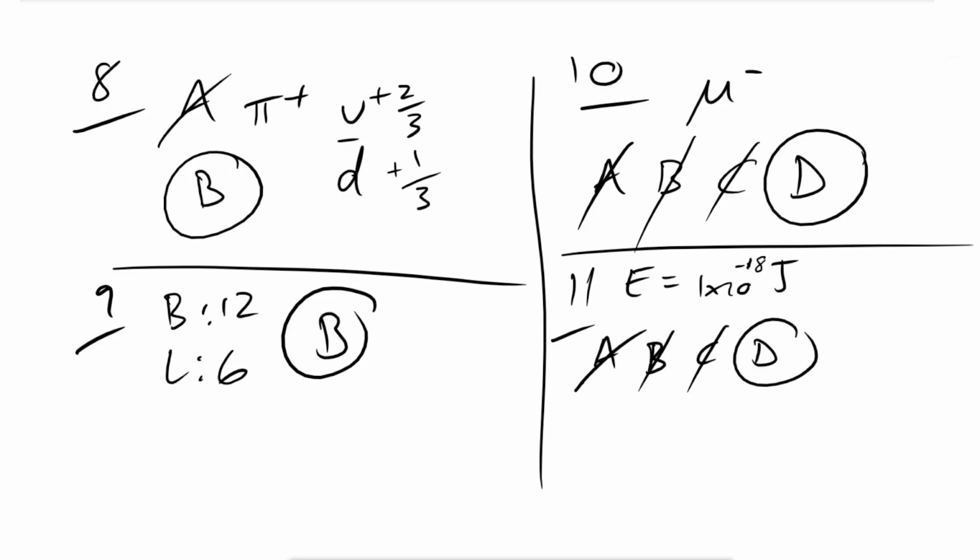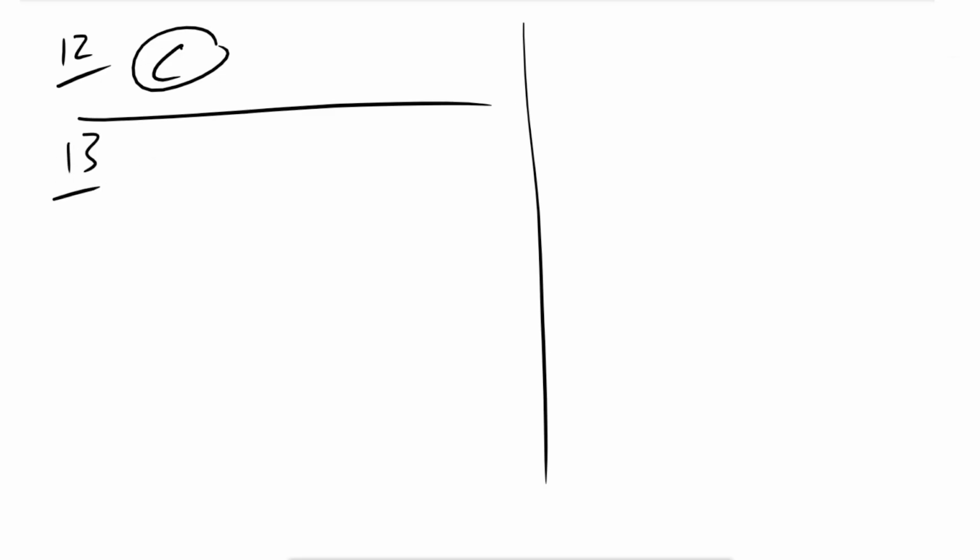Of course it does. 12, evidence of wave-like properties of electrons. It's always diffraction. You can see that's going to be C straight away. That is literally the easiest multiple choice question of all time.